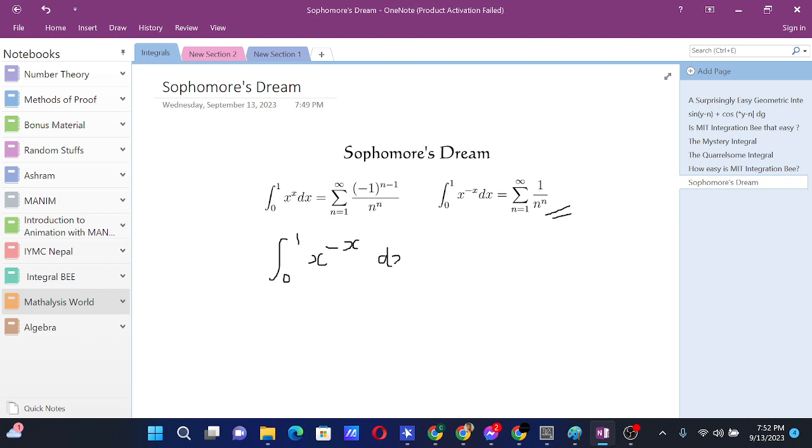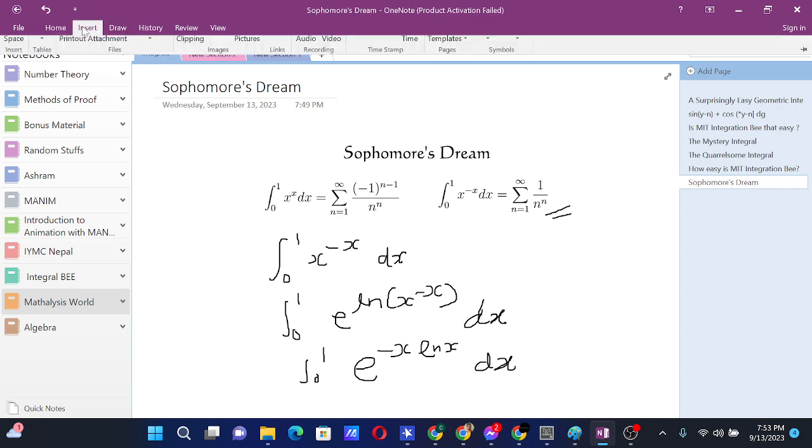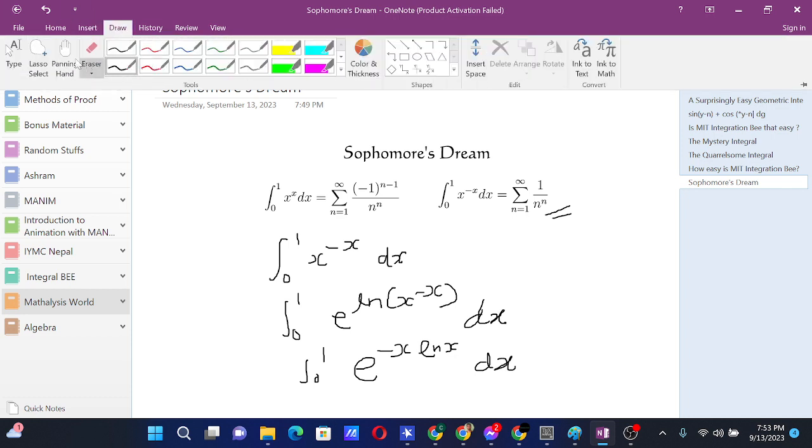Of course, we can deal with it directly, so we will first change it into e form. So we write e to the power ln of x to the power minus x. We can now use the property of logarithm where the exponent comes in front. With that, we have the integral from 0 to 1 of e to the power minus x ln x dx. Now we can use the series expansion of e.